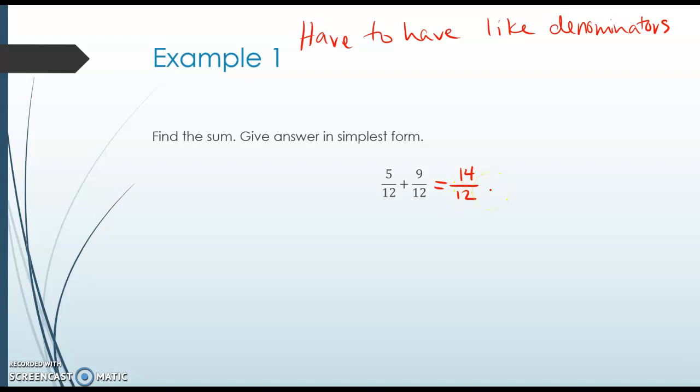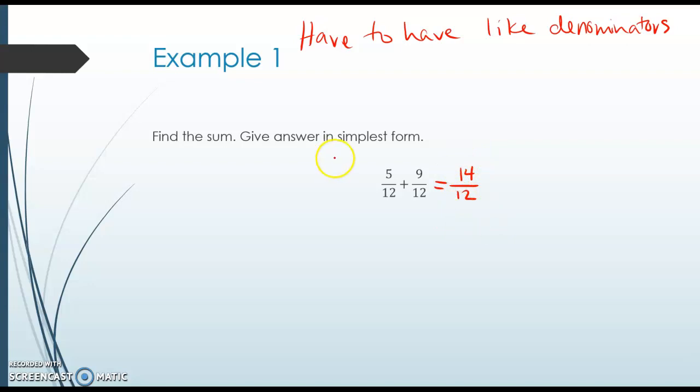And then we should always simplify. So simplify would be to divide. Yes, we have an improper fraction here, and later we'll talk about what an improper fraction is, but basically if our numerator's larger than our denominator, that's what makes it an improper fraction.